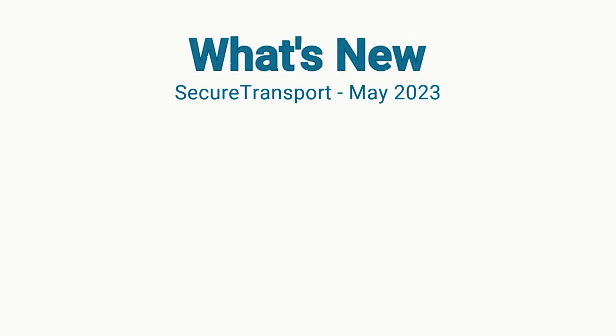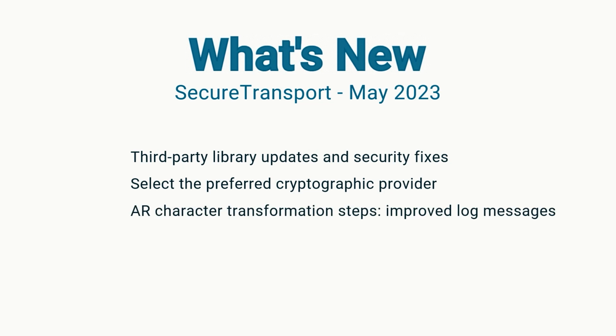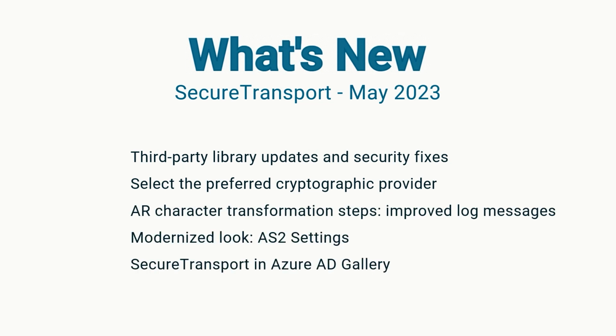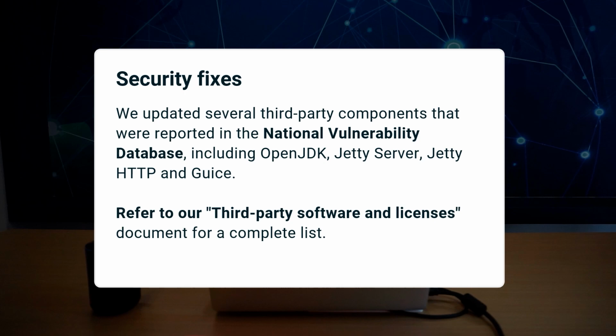Let me share the latest SecureTransport features and improvements with you. This month, we updated several third-party components that were reported in the National Vulnerability Database, including OpenJDK, Jetty Server, Jetty HTTP, and Guice. Refer to our third-party software and licenses document for the complete list.